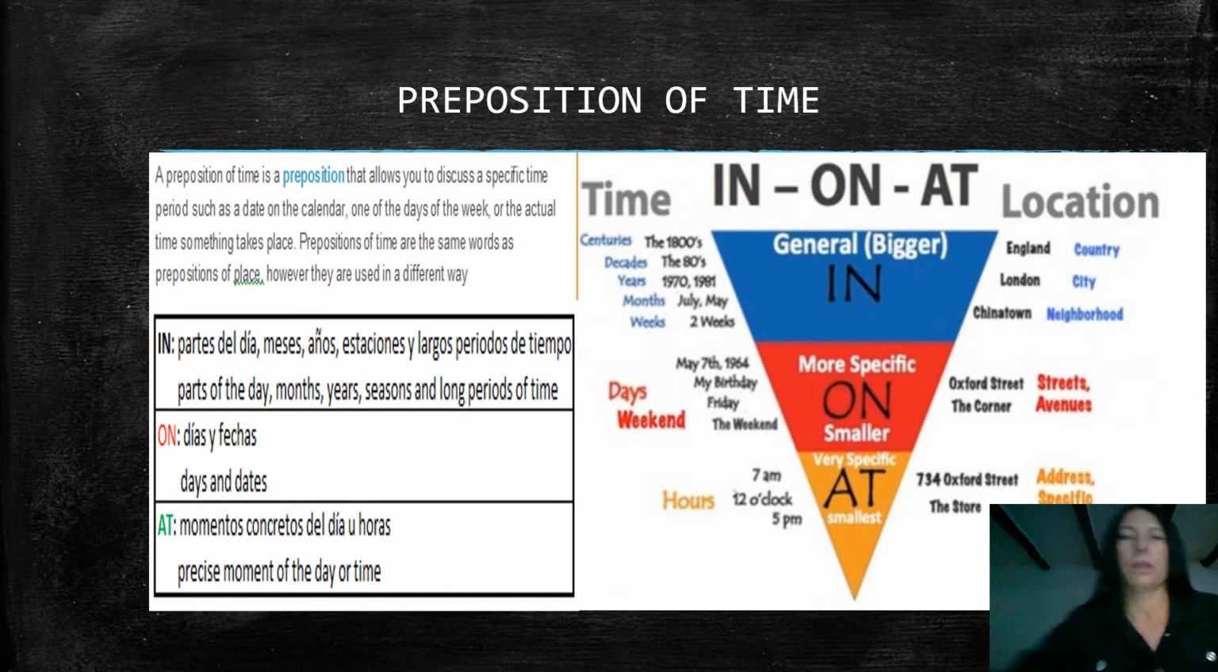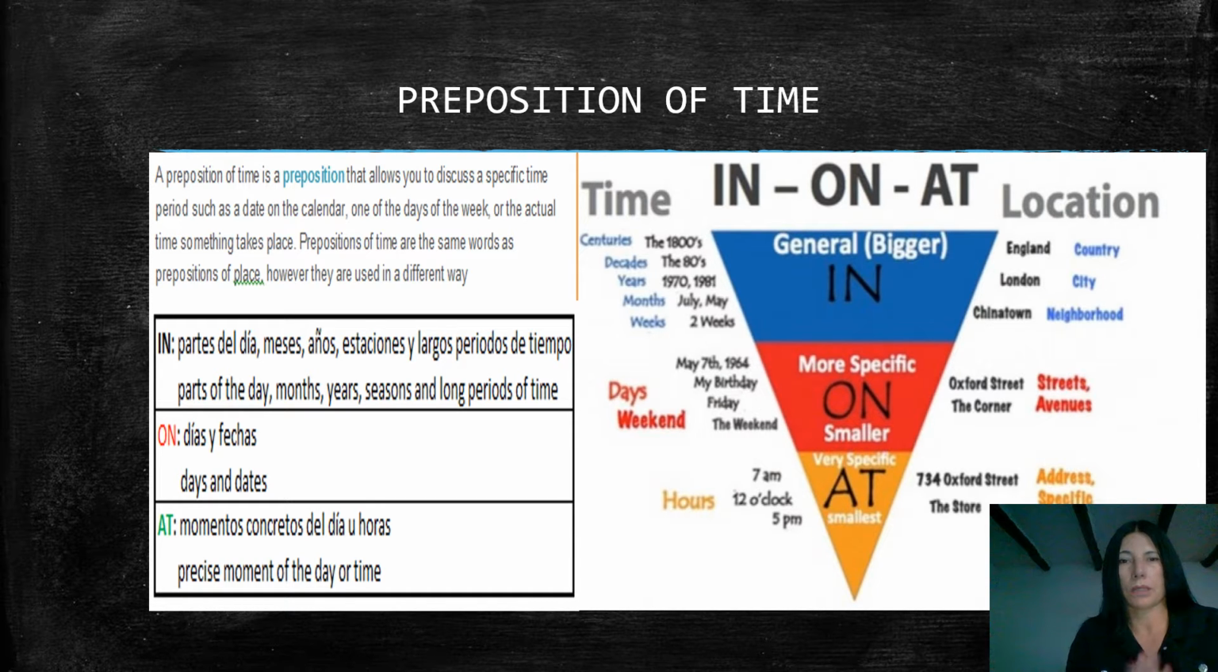Okay, sharing information about the preposition of time. The preposition of time is a preposition that allows you to discuss a specific time period, such as a date on the calendar, one of the days of the week, or the actual time something takes place. Prepositions of time are the same words as prepositions of place, however they are used in different ways.